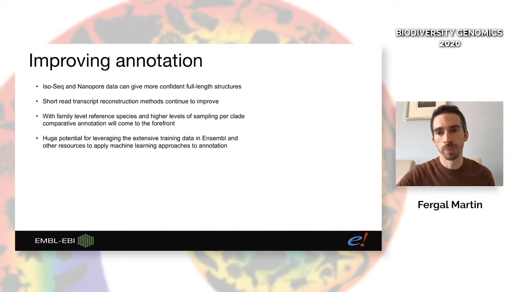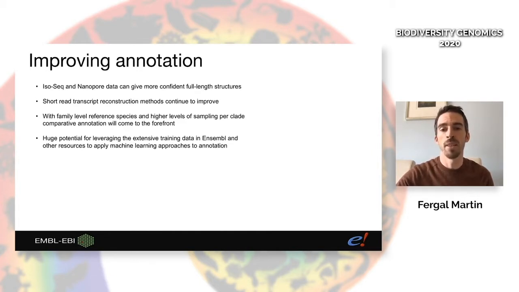the worse the alignments start to get. But the good news is things like IsoSeq and Nanopore data can give us much more confident full-length transcript structures. Short-read transcript reconstruction methods like Scallop and StringTie2 are continuing to improve. Family-level reference species are planned for a lot of these big projects, where there'll be a lot more short-read and long-read data available, so the automated annotations will be higher quality. That, coupled with higher levels of sampling per clade, means that comparative annotation is really going to come to the forefront over the next few years.